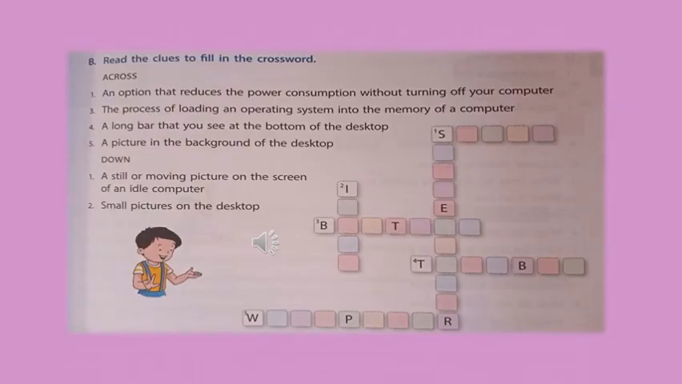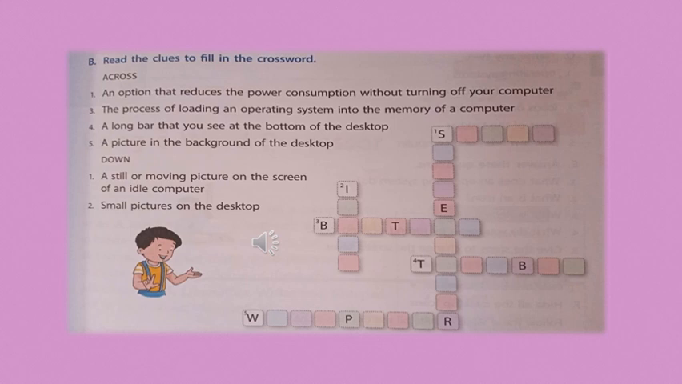Now the next exercise, exercise B, read the clues to fill in the crossword. Across 4 options are given and down 2 options. First one, an option that reduces the power consumption without turning off your computer. Which option is used to reduce the power consumption without turning off your computer? Sleep. So write the spelling, S-L-E-E-P, sleep. Okay, near the question also you have to write the answer.